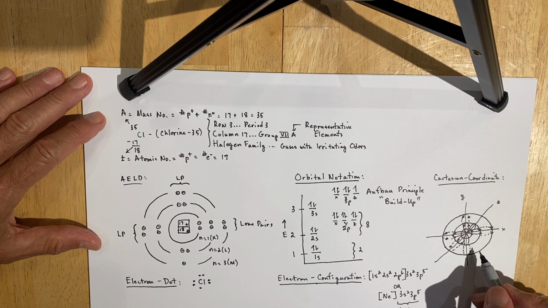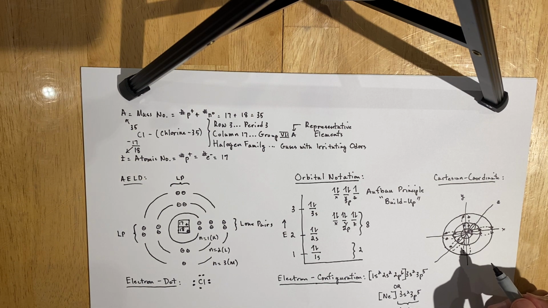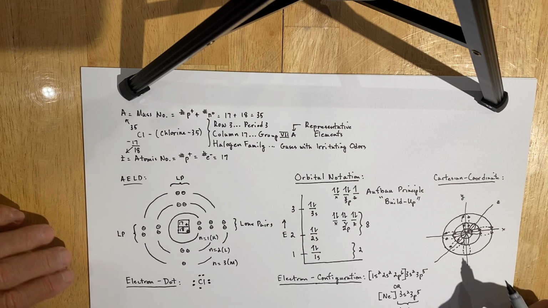From this element, we're going to skip argon and probably go to the next two elements, which would be potassium and calcium, before we get to scandium on the march over to scandium.